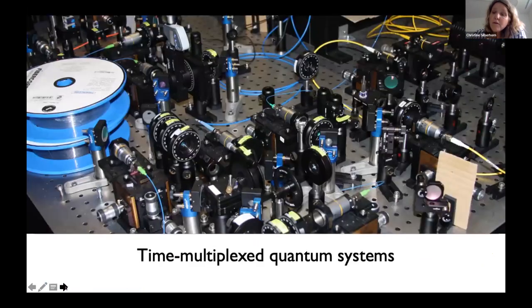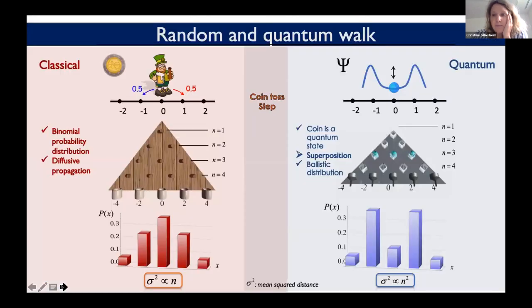Okay, with that, I now want to switch gears again, because I want to show you how versatile photonics can be, and want to talk briefly about time multiplex systems. Time multiplex systems we have been doing for more than 10 years now, because I believe time multiplexing is a very efficient way of scaling up photonic systems. One basic principle to demonstrate that it works is random versus quantum walks, and I believe you've heard about that.